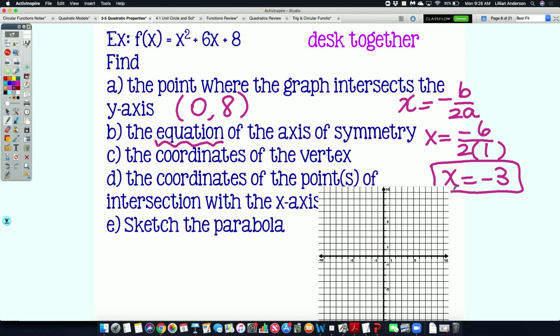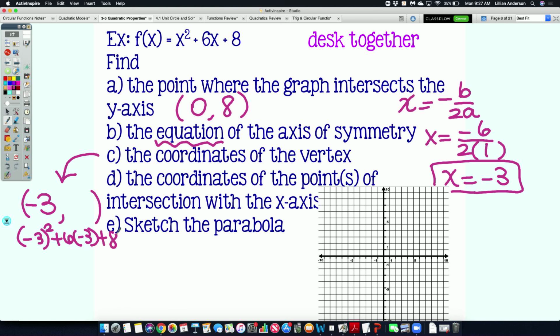Now because the axis of symmetry gives us our what? The vertex? It gives us what part of the vertex? The x. Since we already know that the x coordinate of the vertex is negative 3, how do you find the y coordinate? Plug negative 3 in for x in the original. That's x squared plus 6x plus 8.